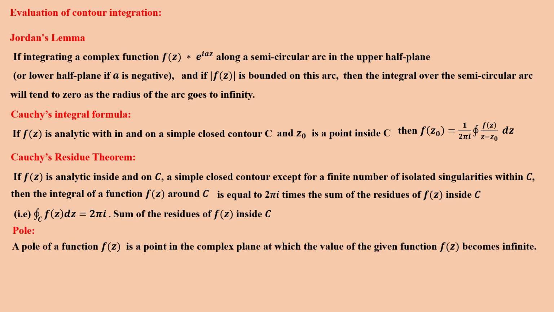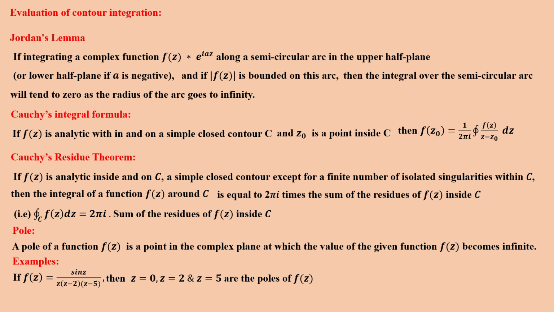Next, a pole of a function f(z) is a point in the complex plane at which the value of the given function f(z) becomes infinite. For example, if you take f(z) equal to sin z by z times (z minus 2) times (z minus 5), then at z equal to 0 the function is infinite, because if you get 0 in the denominator, the function will be infinite. So z equal to 0, z equal to 2, and z equal to 5 are the poles of f(z).